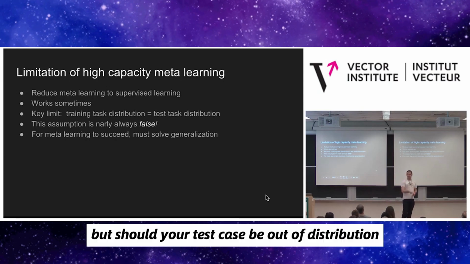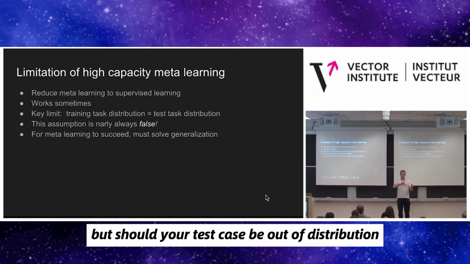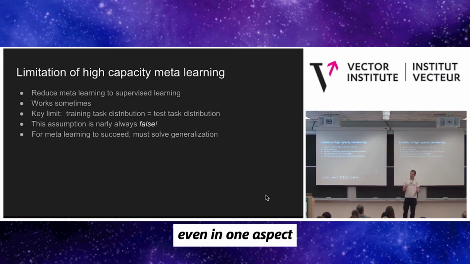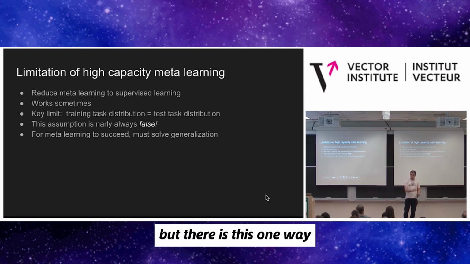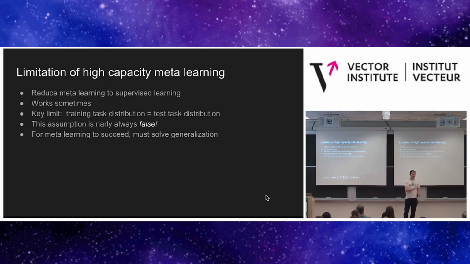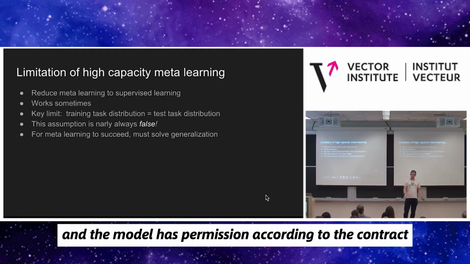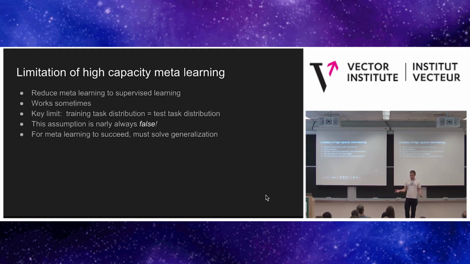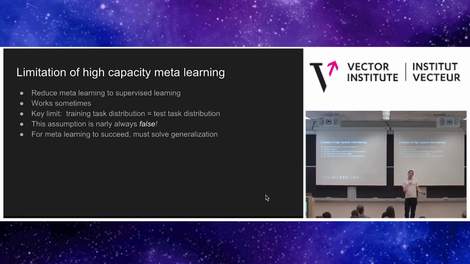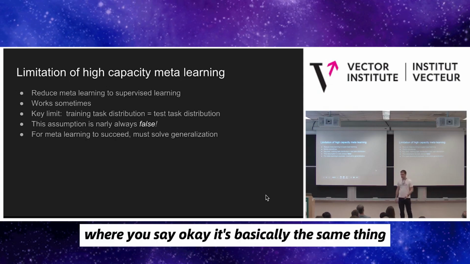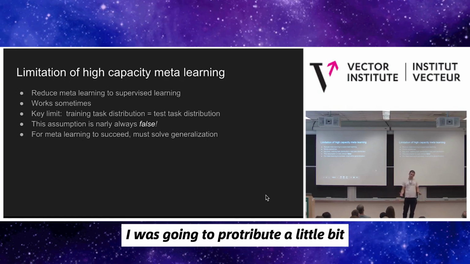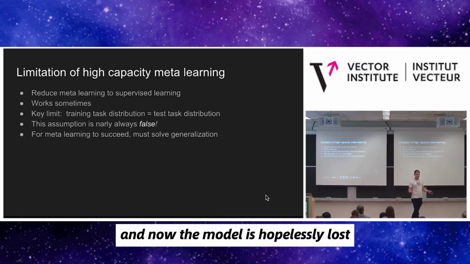But should your test case be out of distribution, even in one aspect, so let's say it's almost exactly in distribution, but there is this one way in which it is out of distribution, then the model has permission, according to the contract that you made with it, to give an arbitrarily bad answer. And adversarial examples are a great instance of that, where you say, okay, it's basically the same thing, I'm just going to perturb it a little bit, and now the model is hopelessly lost.